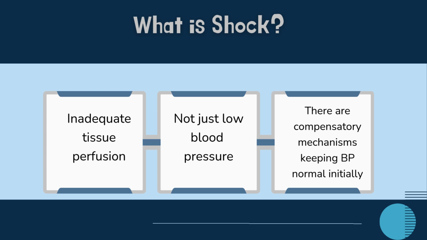In the early stages of shock, the body's compensatory mechanisms can keep the pressure looking normal on the monitor, even though tissues are already being starved of oxygen. That's why shock is more than just a number. It's about what's really happening at the cellular level.